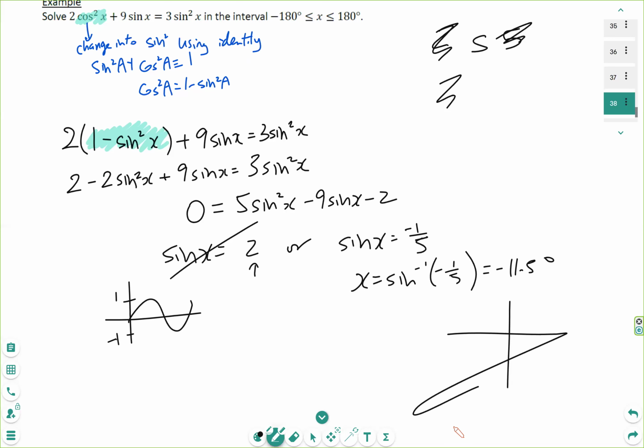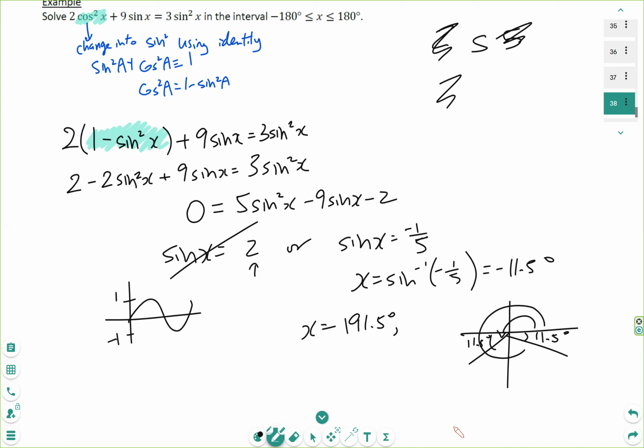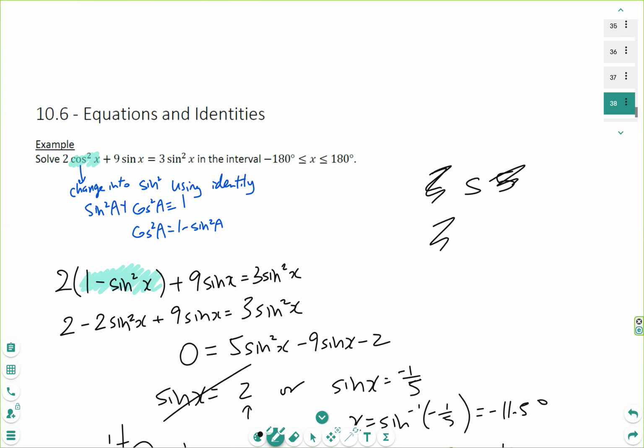So negative 11.5 is here. For sine to be negative, we should reflect in the 3rd and 4th quadrants in here. So x equals, if you go in the clockwise direction, 180 plus 11.5, that's 191.5 degrees. Or go this way, 360 minus 11.5, which is 348.5 degrees. Let's check the initial question. The range is between 180 and minus 180.